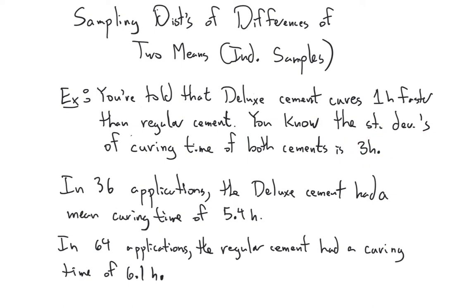So we know that somehow. We do a little test of each. We do 36 applications of the deluxe cement, and we measure the curing time, and we find it had a mean curing time of 5.4 hours. And the regular cement, in 64 applications, had a mean curing time of 6.1 hours. So we want a way to develop a sampling distribution of differences of means, and that's what we're going to do here. Once we develop the machinery, we'll go back and we'll talk about this data.